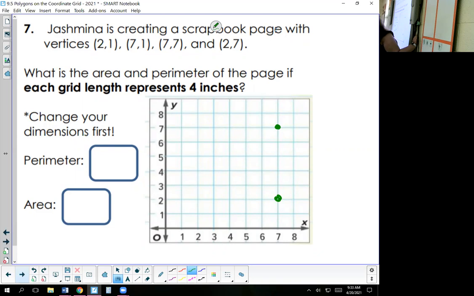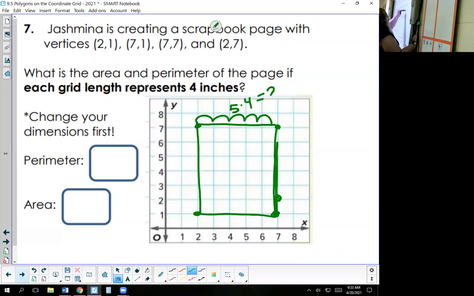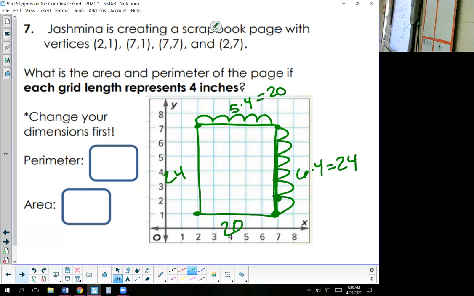2, 1, 2, 1. What did I do? 7, 1? Oh, 2, 7. Sorry, my bad. Each of them are 4. So this is 1, 2, 3, 4, 5. So 5 times 4 would be 20. 1, 2, 3, 4, 5, 6. 6 times 4 is 24. So this would be 20, 24. So with perimeter, 2 20s and 2 24s. That's 40 plus 48, 88.